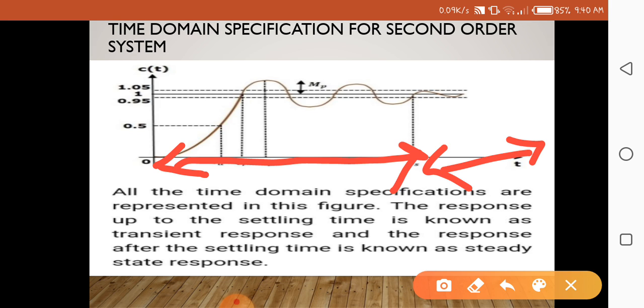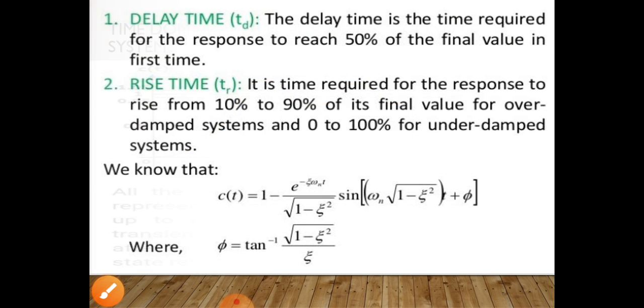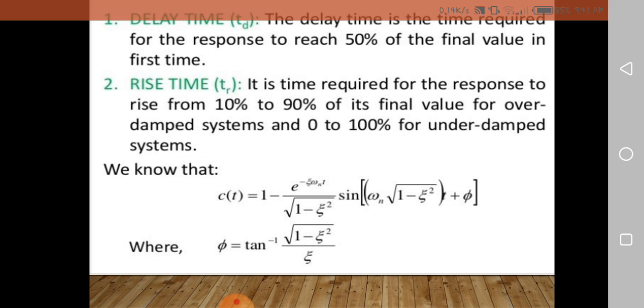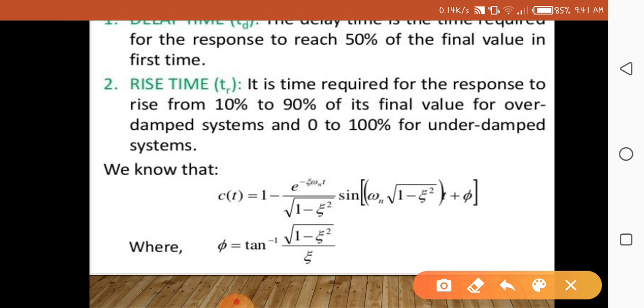So we can see that the time before the settling time represents the transient response, and the response after the settling time represents the steady state response. In the last class we discussed that the transient response varies continuously with time, and the steady state response is fixed. So let us start the parameters of the second order system. The first parameter is delay time.